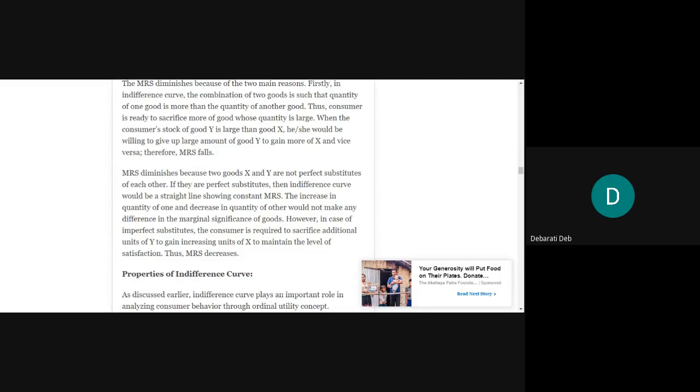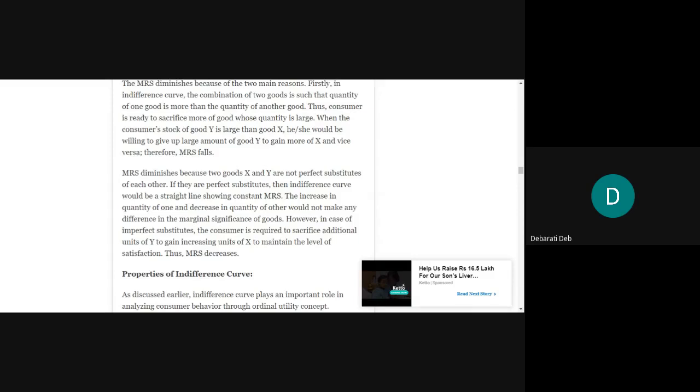The increase in quantity of one and decrease in quantity of the other would not make any difference in the marginal significance of the goods. However, see, when you are increasing and decreasing one good and the other good, it doesn't mean that the significance or the importance of the goods is also decreasing or increasing. Only the quantity size is increasing or decreasing. But the utility, the quality, the features of the goods are not changing at all.